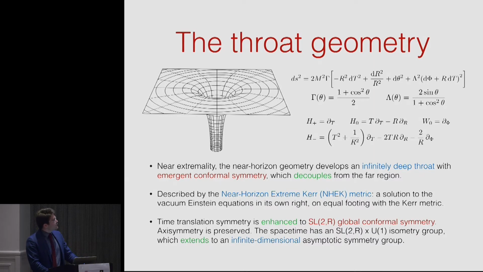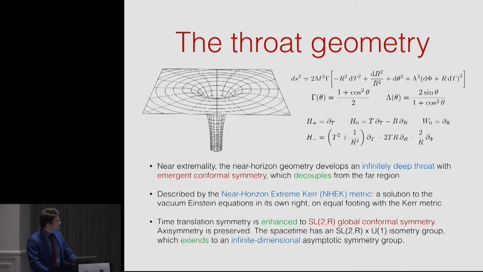It's a solution to the vacuum Einstein equations in its own right. And I want to emphasize that it's on equal footing with the Kerr metric. In other words, away from extremality, there's one metric that describes the entire spacetime, but at extremality, you just need 2 different metrics to resolve the near horizon and the far region. And you can get one from the other, you can go back and forth, and there's no one that's more fundamental than the other.